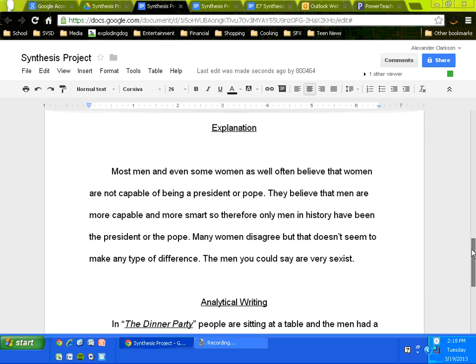Most men, and even some women as well, often believe that women are not capable of being a president or pope. They believe that men are more capable and more smart, so therefore only men in history have been the president or the pope. Many women disagree, but that doesn't seem to make any type of difference. The men, you could say, are very sexist. Let's take this out down here. All right? So remove that sentence.